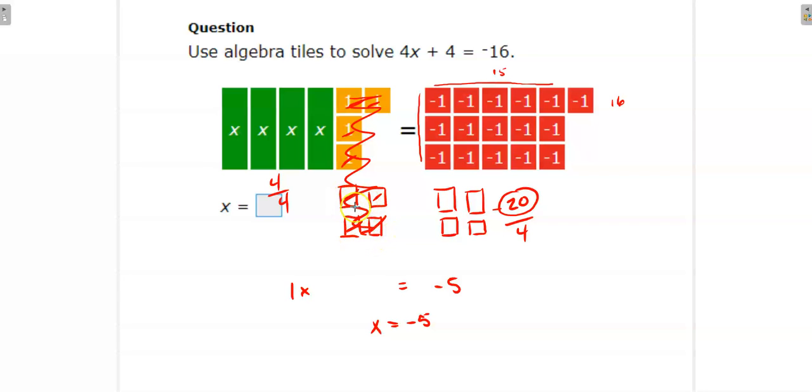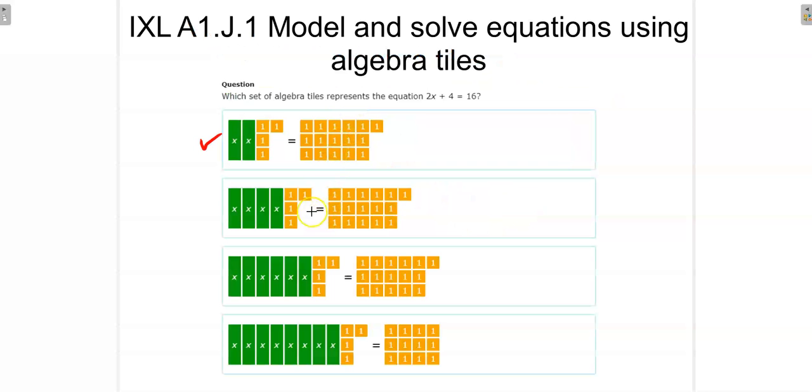So that's pretty much what they want you to understand, the idea of using zero pairs. Also, it takes the idea of algebra that looks something like this, just numbers and variables and operation signs, to where whenever you use the tiles, you actually see in the physical world what's going on there. So those are all of my examples for IXL A1.J.1. It was titled Model and Solve Equations Using Algebra Tiles. And good luck on your activity.